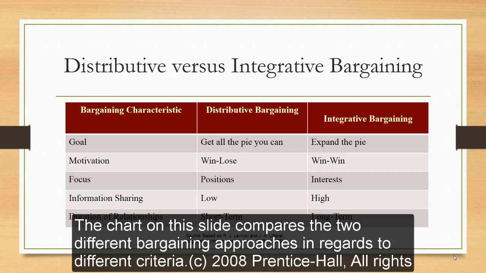When we look at the focus of bargaining, with distributive it's about your positions. In integrative bargaining, it's more about interests and finding shared interests. Information sharing is usually very low in distributive bargaining, but it's required to be very high in integrative bargaining, so how you communicate is very important. In terms of the duration of the relationship, distributive bargaining is usually short term. Integrative bargaining is more long term.